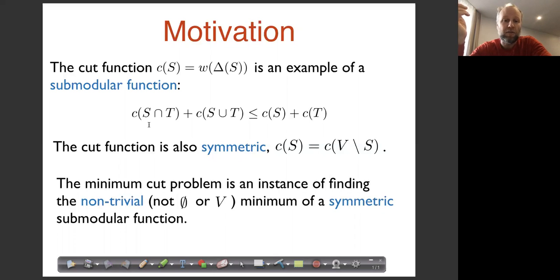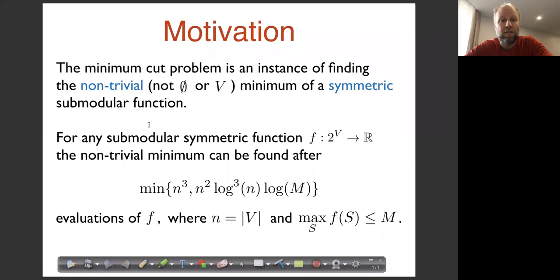Okay, so studying minimization of submodular functions goes back to the 80s. There was a polynomial time algorithm given to minimize any submodular function with evaluation queries. That follows from the ellipsoid method, so that was known back in the 80s.